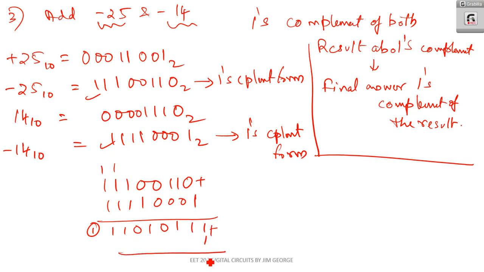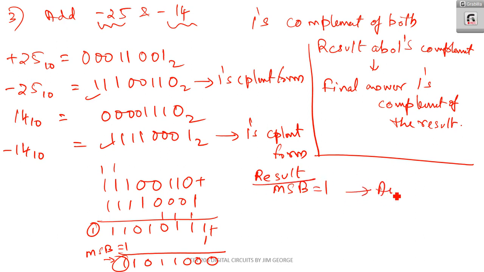So the final answer will be 1 plus 1 is 0 with a carry 1, 1 plus 1 is 0 with a carry 1, 1 plus 1 is 0 with a carry 1, 1 plus 0 is 1, 1, 0, 1, 1. Now see, here we can see that the MSB is 1. Since the MSB is 1 in the result, the answer is negative in sign.